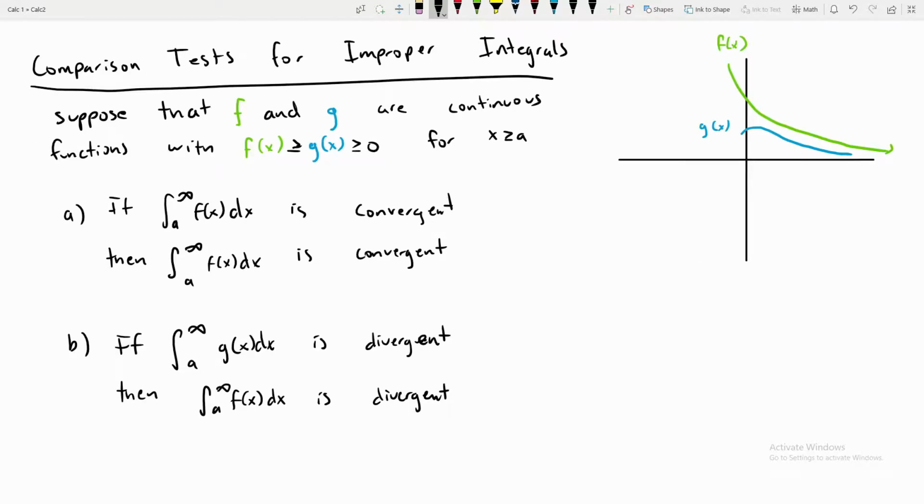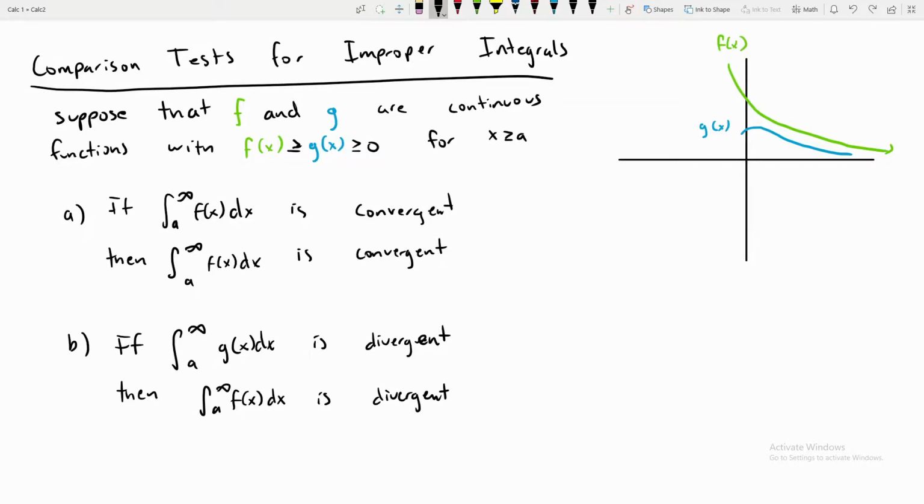So the last section that we're going to talk about is comparison tests for improper integrals. And basically for this, we want to compare two improper integrals. So for this case, let's suppose that we have functions f and g, and they're continuous functions, and f of x is going to be greater than g of x, but they're both going to be greater than 0 on some sort of interval. And I've drawn a little representation of what they might look like over here.